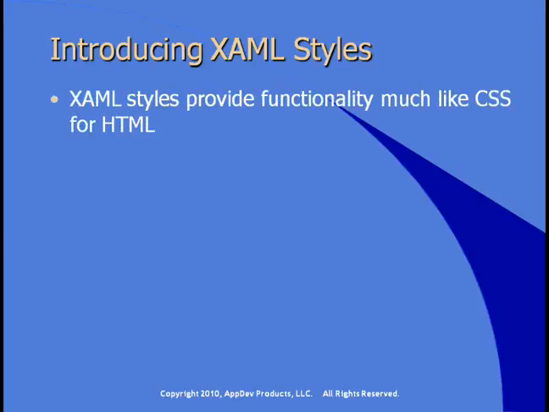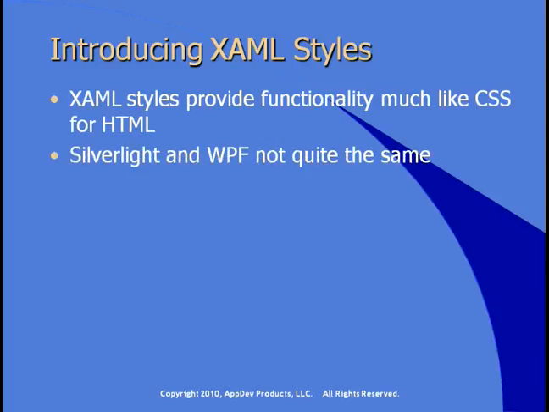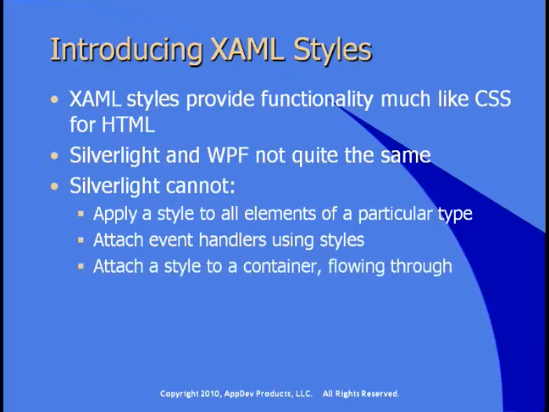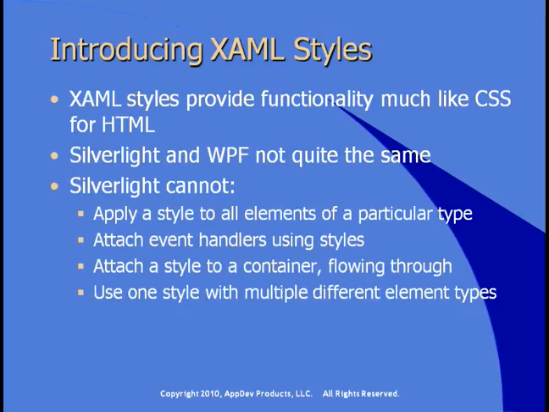XAML styles provide functionality much like you'd see with cascading style sheets for HTML, though they aren't the same, and the syntax is different, but the concept is the same. You need to be aware that Silverlight and WPF don't handle styles exactly the same. For example, Silverlight can't apply a style to all members of a particular type, attach event handlers using styles, attach a style to a container and have the style flow through to the children, or use one style with multiple different element types. WPF can do all those things. Silverlight cannot.